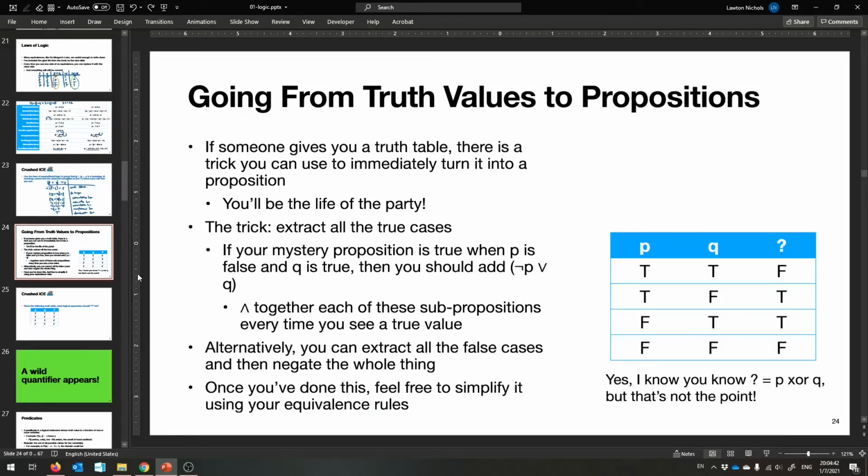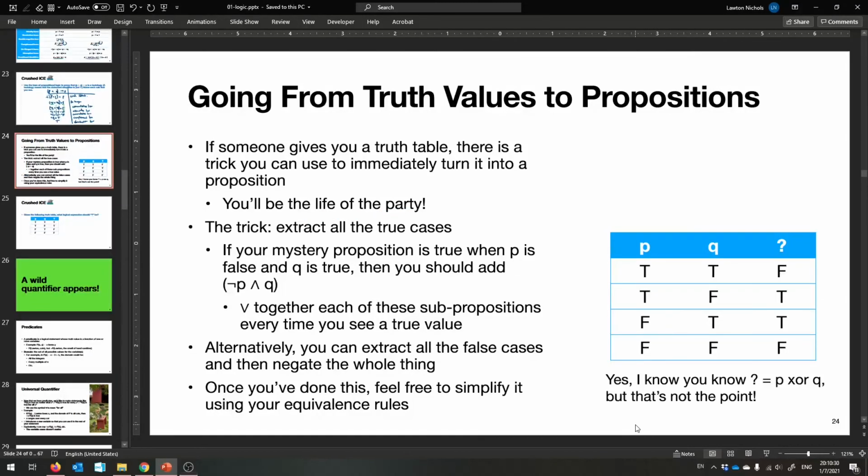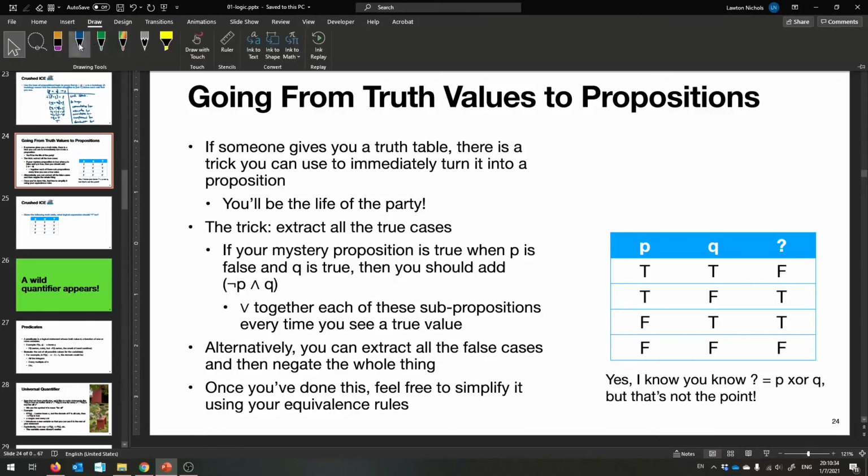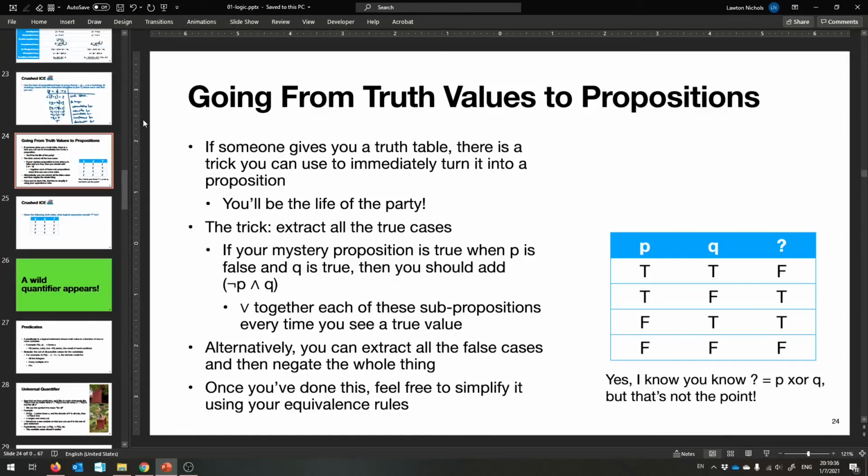So there is a trick, and I want you to learn it now. If someone gives you a truth table, you can immediately turn it into a proposition. You will be the coolest kid at the party, okay? Oops, and sorry for the silly edit. I had an error in these slides. I swapped AND and OR when I shouldn't have. But the trick is this. The trick is just extract all the true cases. Alternatively, you can extract all the false cases and then negate the entire thing, but let's not deal with that right now.